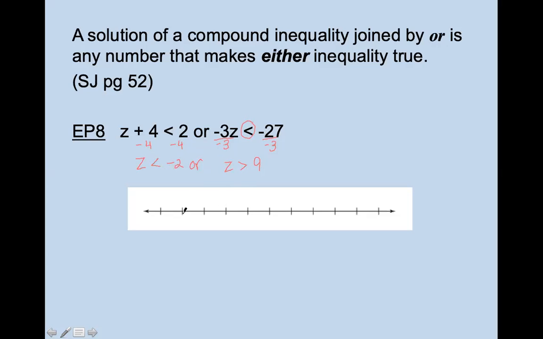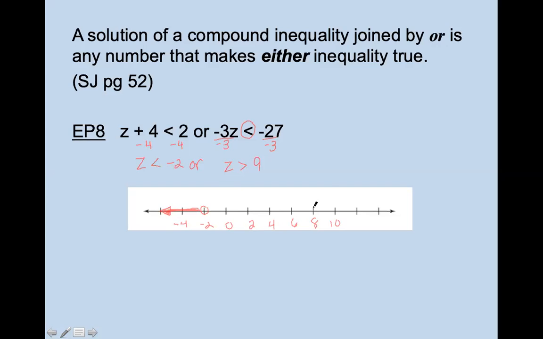So let's see if I have enough room on my number line. Probably not. I might have to go by 2s. So I'm going to make this negative 4, negative 2, 0, 2, 4, 6, 8, 10. All right, so this says z is less than negative 2. So I put an open circle at negative 2. Values that are less than negative 2 are to the left. So my arrow's going to the left on this side.